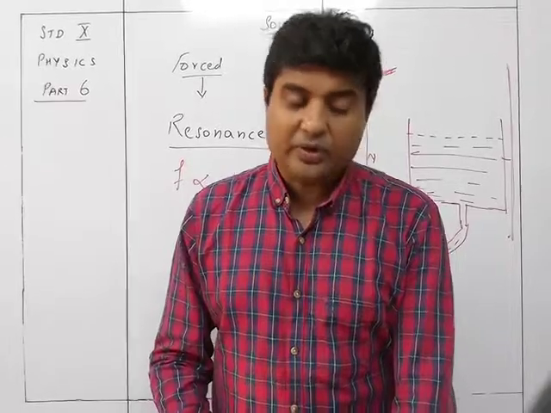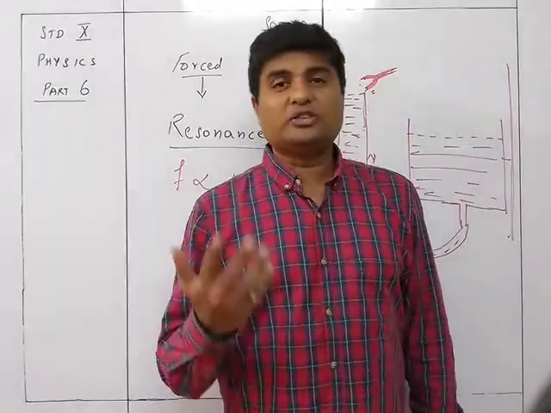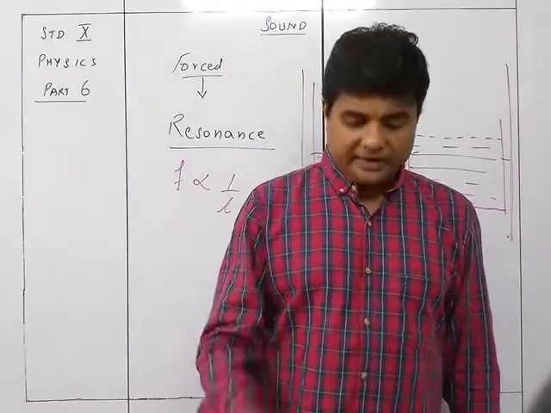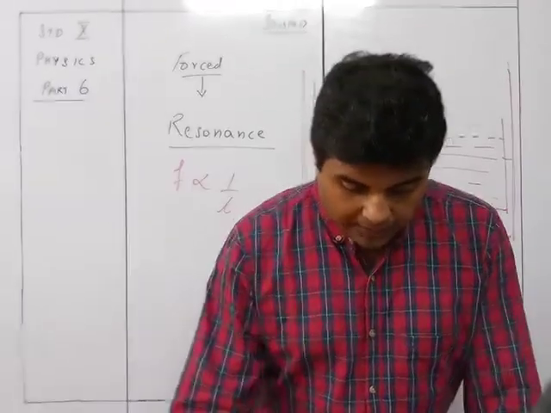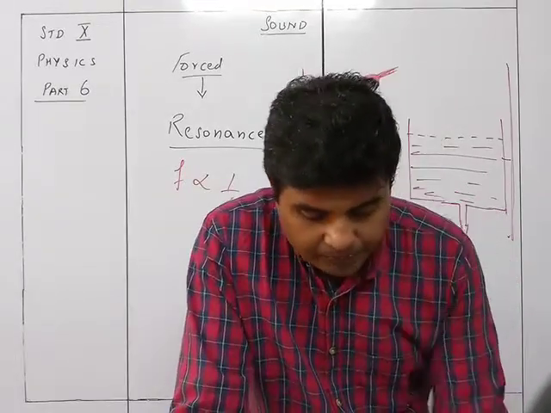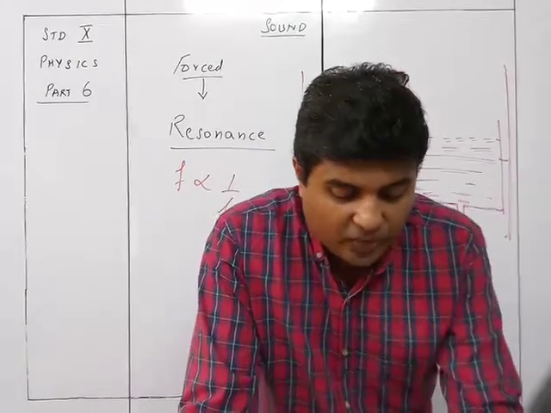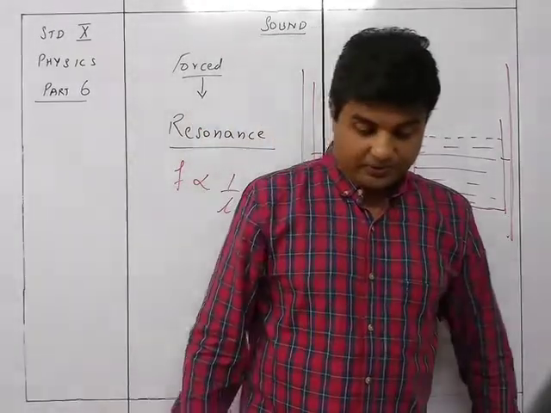So the only thing you need to know is that the loud sound will be heard at lengths in the ratio 1:3:5. So if you have seen, at this stage the frequency of the air column becomes equal to the frequency of the tuning fork when the length of the air column becomes 3 times the previous length.